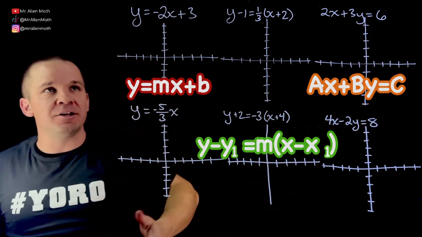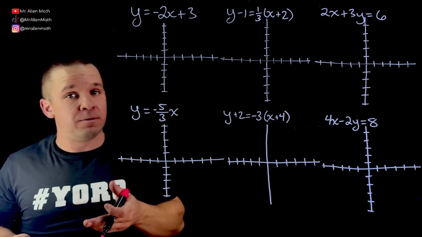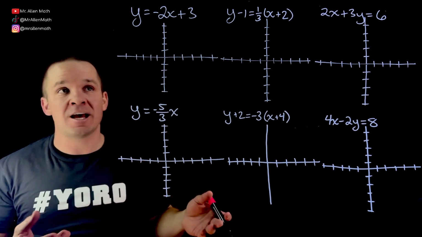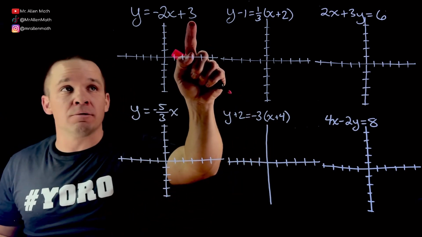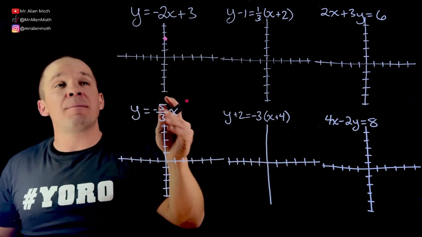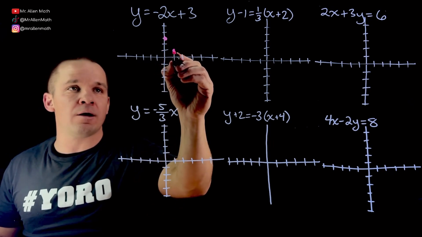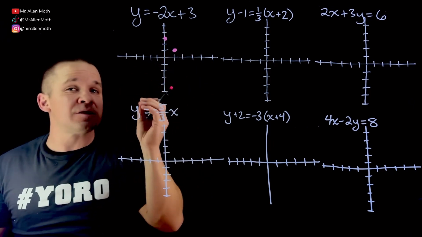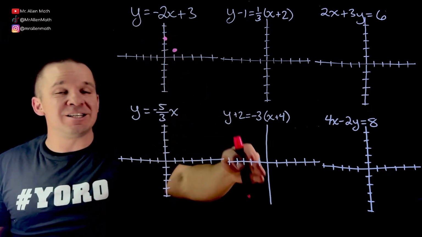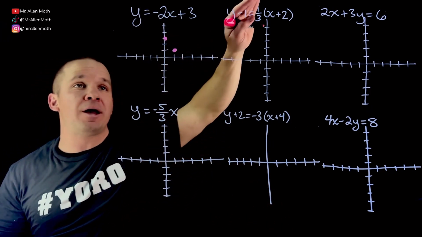So let's tackle these first two right here in slope-intercept form. It gives us our slope and our y-intercept, hence the name. My y-intercept is 3, so I'm going to pop up here 1, 2, 3 on my y-axis, and my slope is -2, which means I'm going to go down 2 to the right 1. Now, a negative slope should always have this going down as we go to the right, whereas a positive slope will be going up as we go to the right.